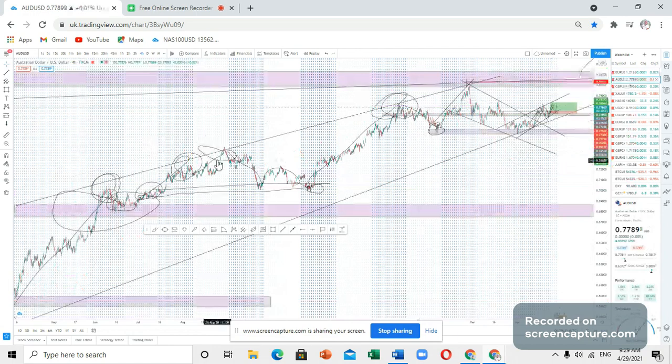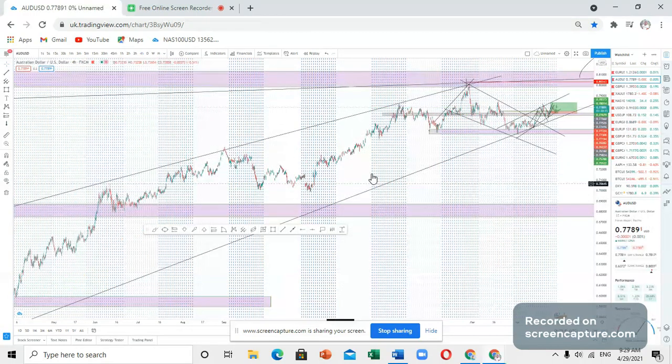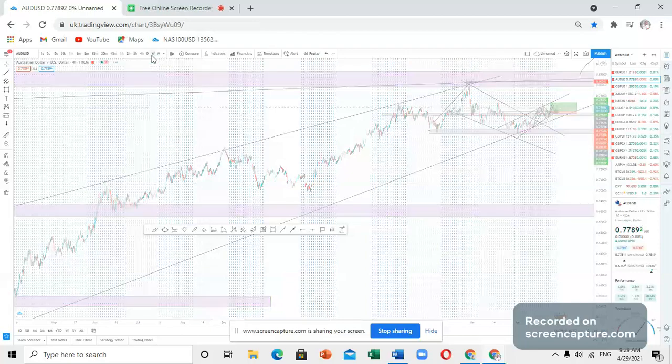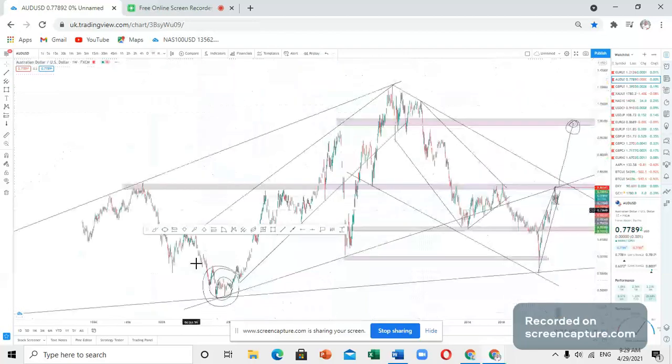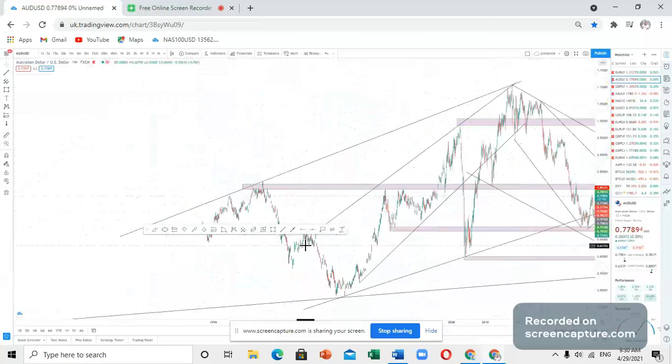So let me first remove all these noises here, so that you can have a clear view. I'm just going to start from the weekly time frame and then move to lower time frame zones here. So that's what I'm going to do. So this is AUD USD for you.